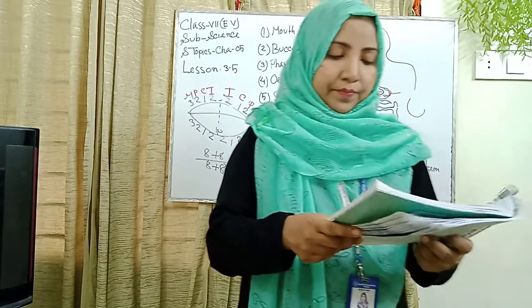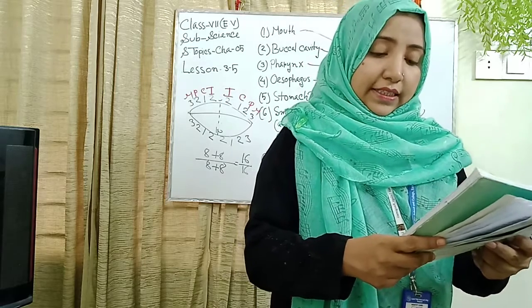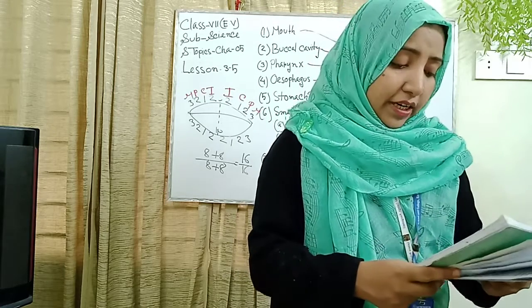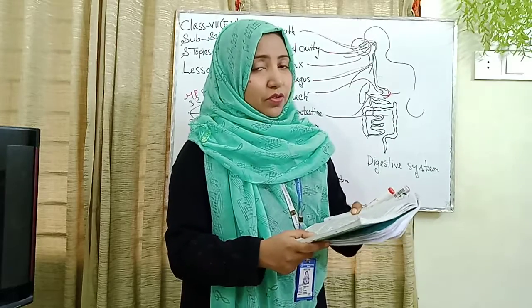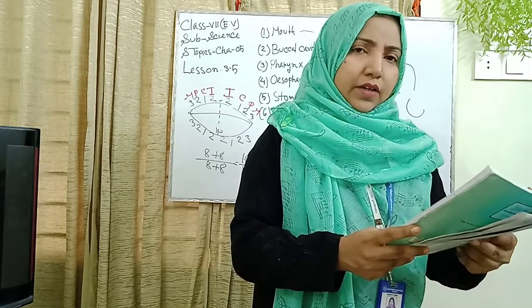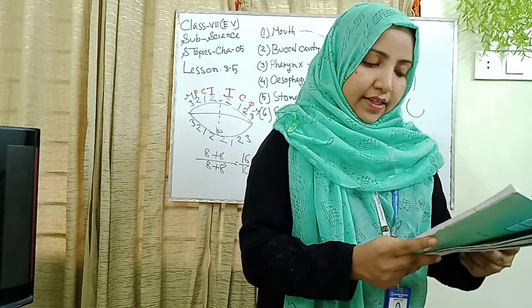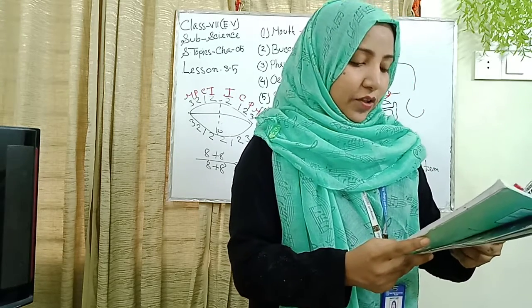The small intestine is the next part, which is the longest part of the digestive tract. The small intestine is divided into three parts. I also explained before. First is the duodenum. This is the first part of the small intestine. The next part of the small intestine looks like a U shape.